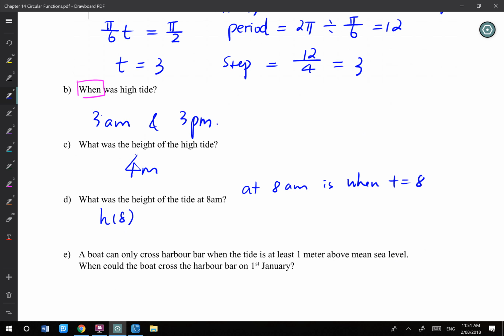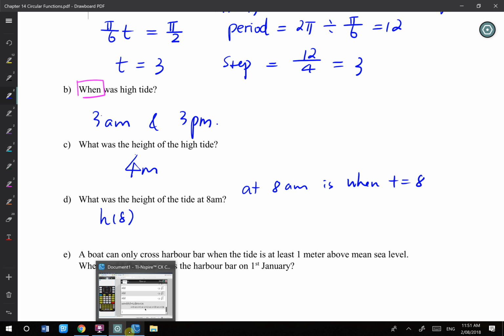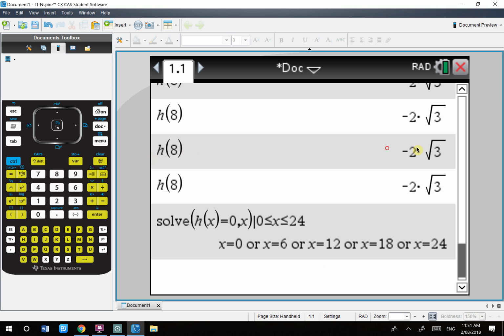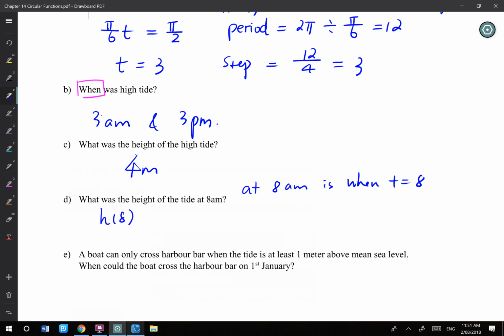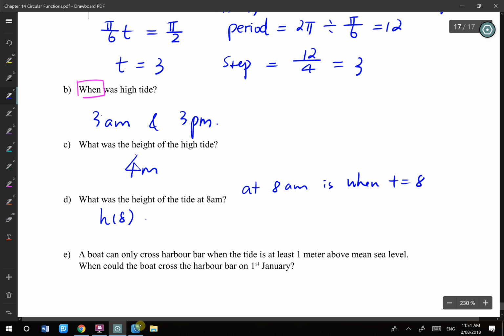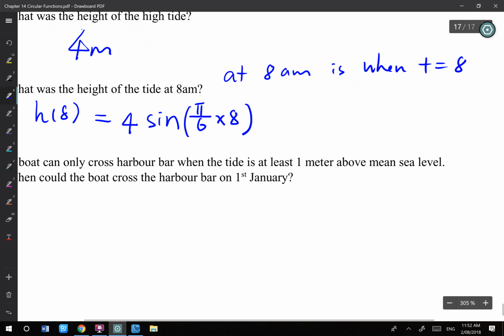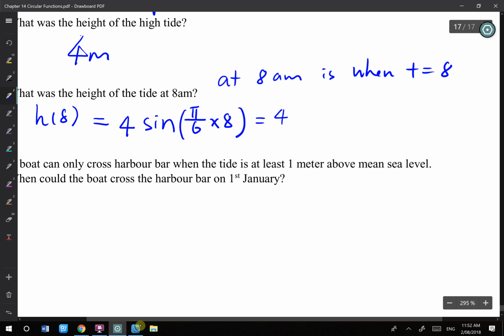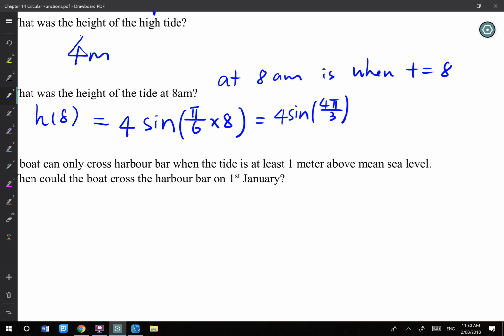Okay, so my h8, well, I know that's negative 2 root 3 already. We have worked out h8 is negative 2 root 3. But I want to solve that by hand. So how to solve that by hand is 4 sine pi over 6 times 8. And that equals to 4 sine 4 pi over 3.